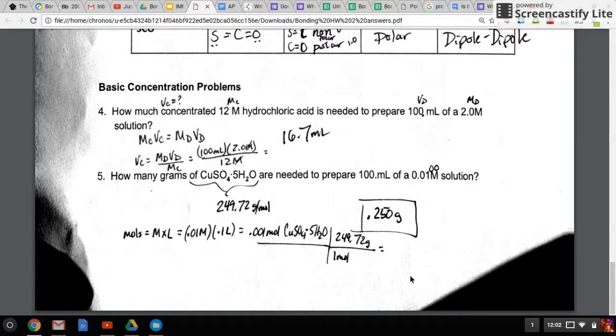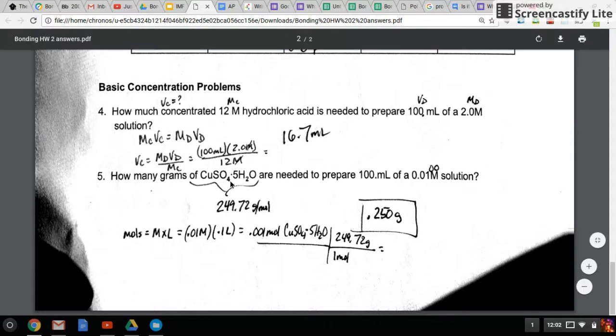Number 5 is a basic molarity problem, but it does involve a hydrate. So we have copper 2 sulfate pentahydrate. You have to get the molar mass of that. So you're going to find the mass of the copper 2 sulfate and add the mass of 5 waters, resulting in this molar mass. We have molarity and liters. And so you would multiply those together to get your moles, and then use molar mass to convert to grams. If we had 3 sig figs in here, it would be 0.250 grams. I think the way it's actually written, it would end up just being 0.2 grams.